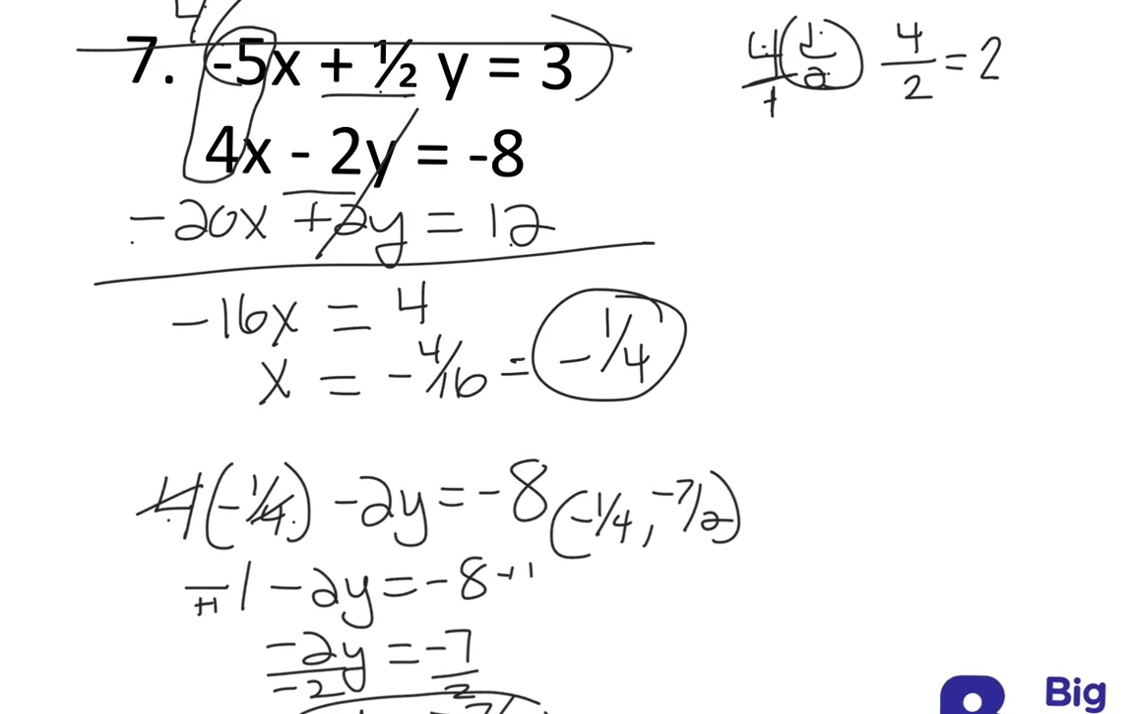Okay. Let's look. What if we pick something else too? If we went a different way. So instead of multiplying by 4, what if we said, okay, we're going to change this to 20?